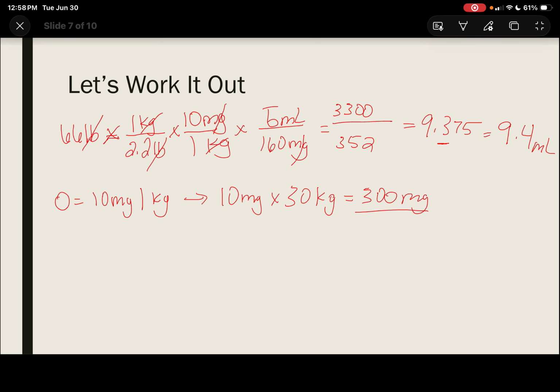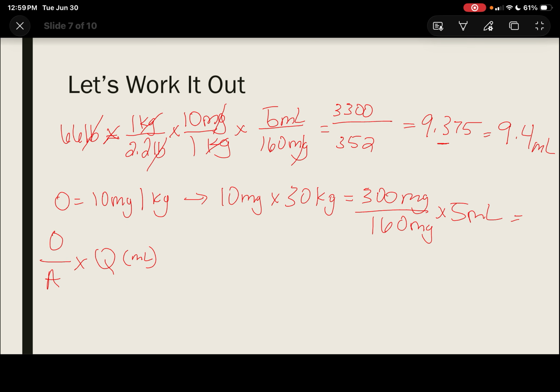So now order over available times quantity. Remember, this is our formula. Your quantity is always where you place the mLs, okay? So I have 300 milligrams for my order. My available was 160 milligrams per 5 mLs. So I'm going to write that there. And then we're going to solve.